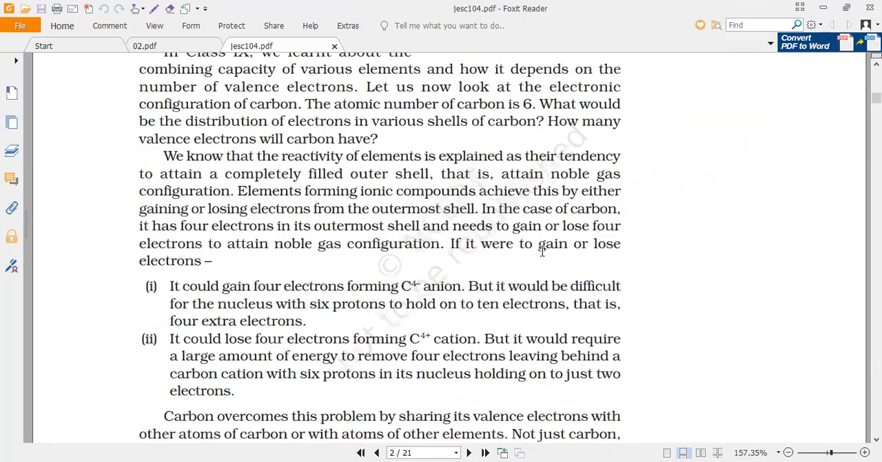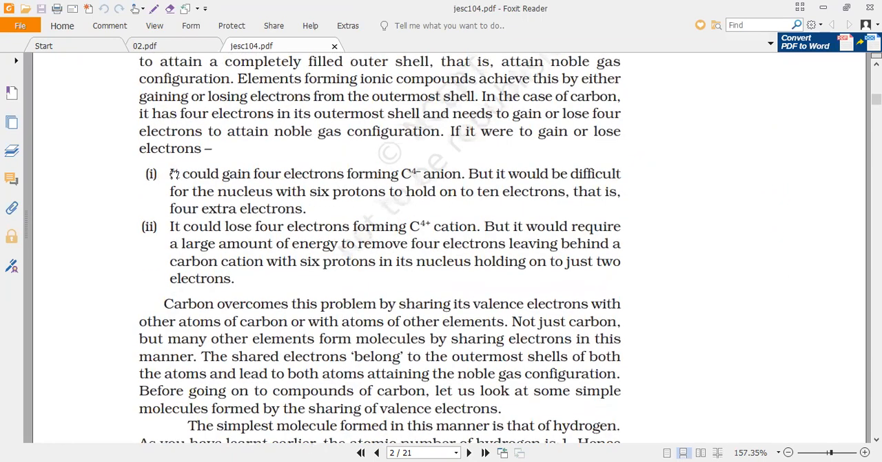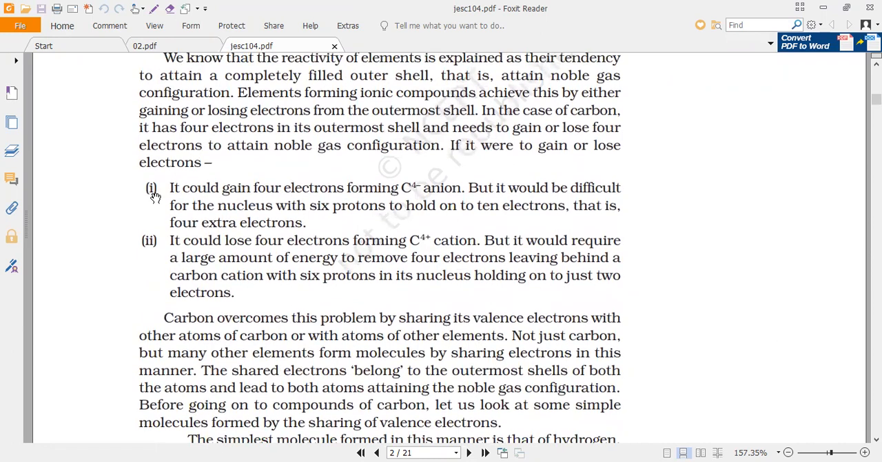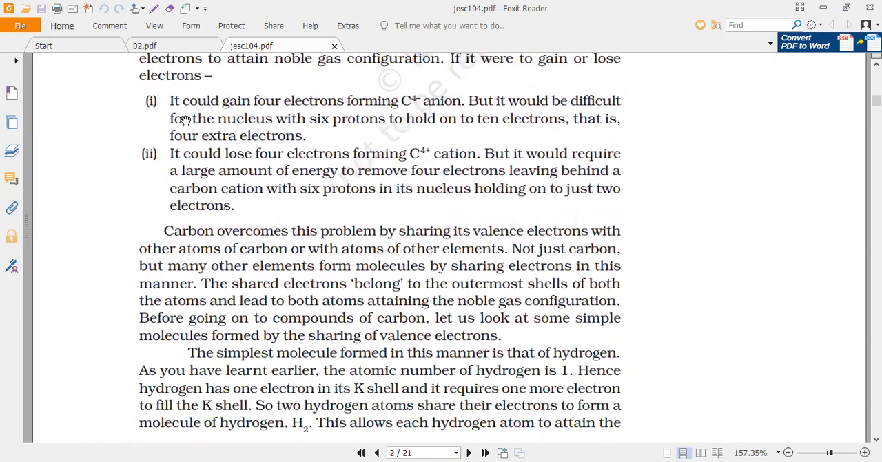Now here you have both points: why it cannot form an anion, and why it cannot form a cation. So please highlight both and learn them. In the exam they will ask you how to write the answer, and it will be exactly the same as what we studied. So kindly learn it and highlight it. So that is about this. Is there any doubt, anybody?